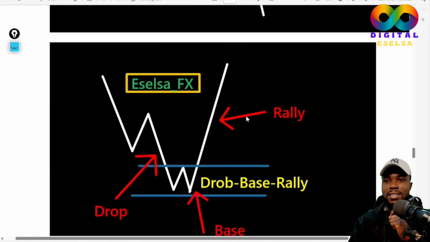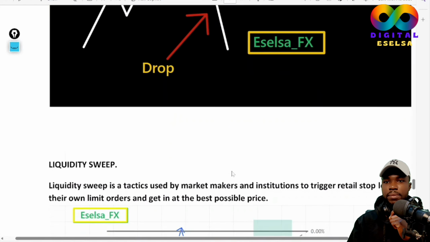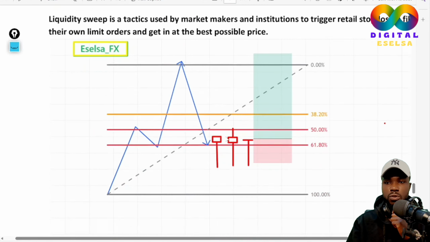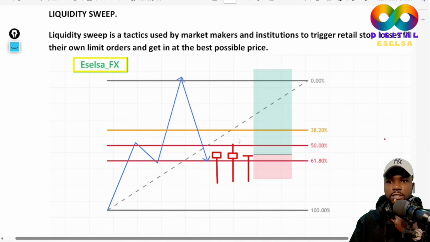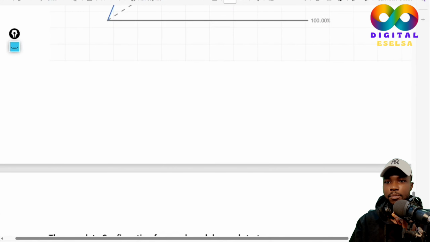All these things are patterns that are there in the chart. This is drop base rally. So there are a whole lot of them here. All you need to do is just go through this particular PDF and see how I was able to combine it properly with the Fibonacci retracement zone and then the concept of liquidity in order to get a high probability trade setup.